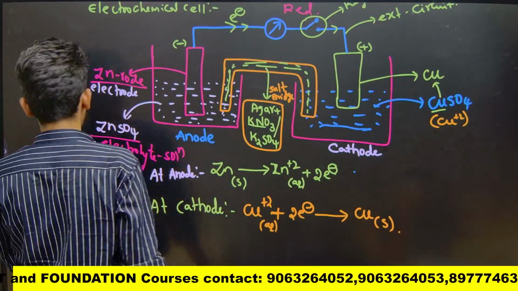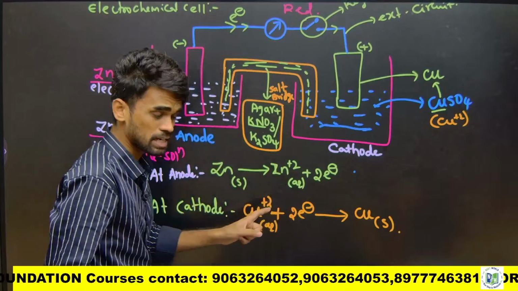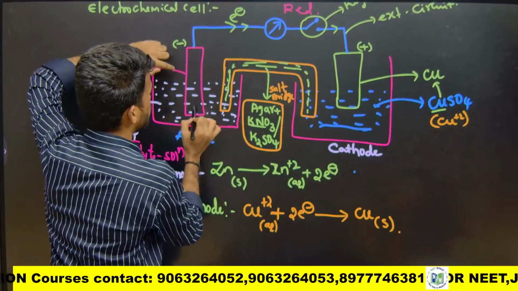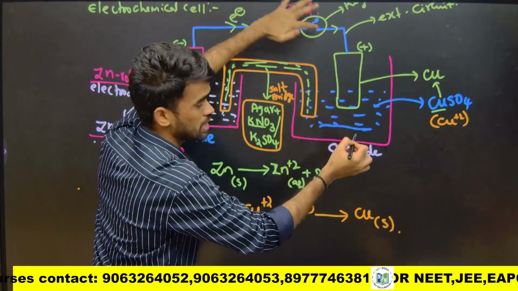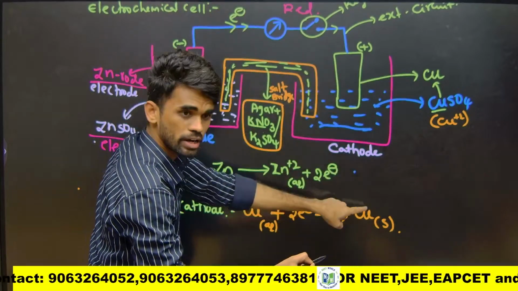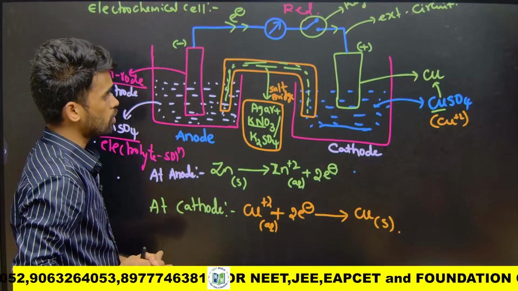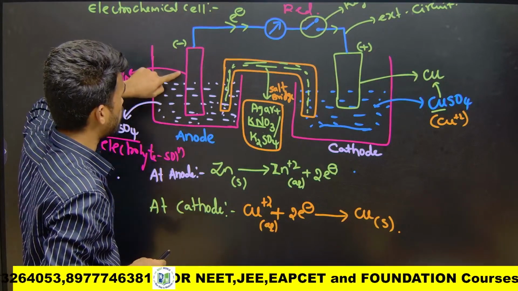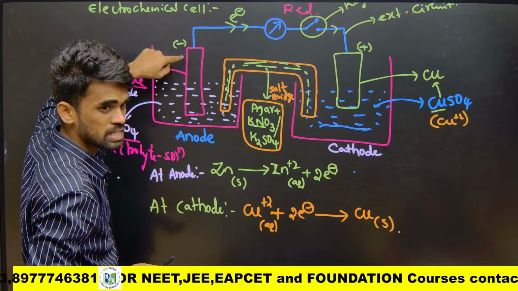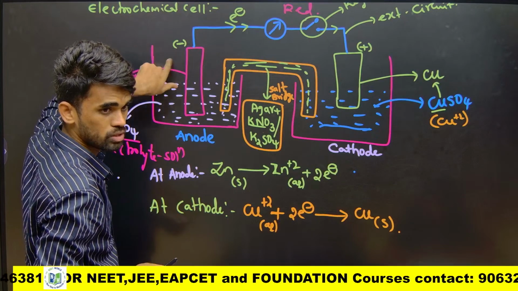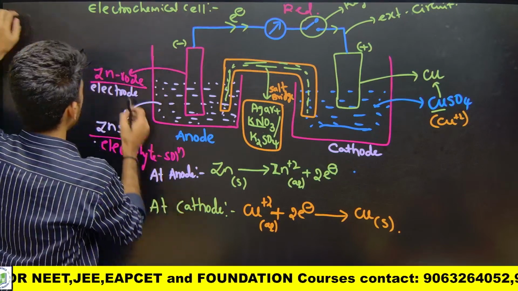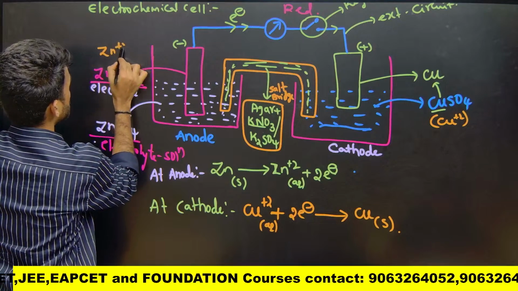Okay, so now hope it is clear what happens. Electrons flow from anode to cathode through the external circuit. Therefore at the cathode copper deposition takes place. Okay, so now you should get a doubt. Here, electrons are being released and Zn+2 ions are coming out from this rod. Okay, so now these Zn+2 ions are coming out.